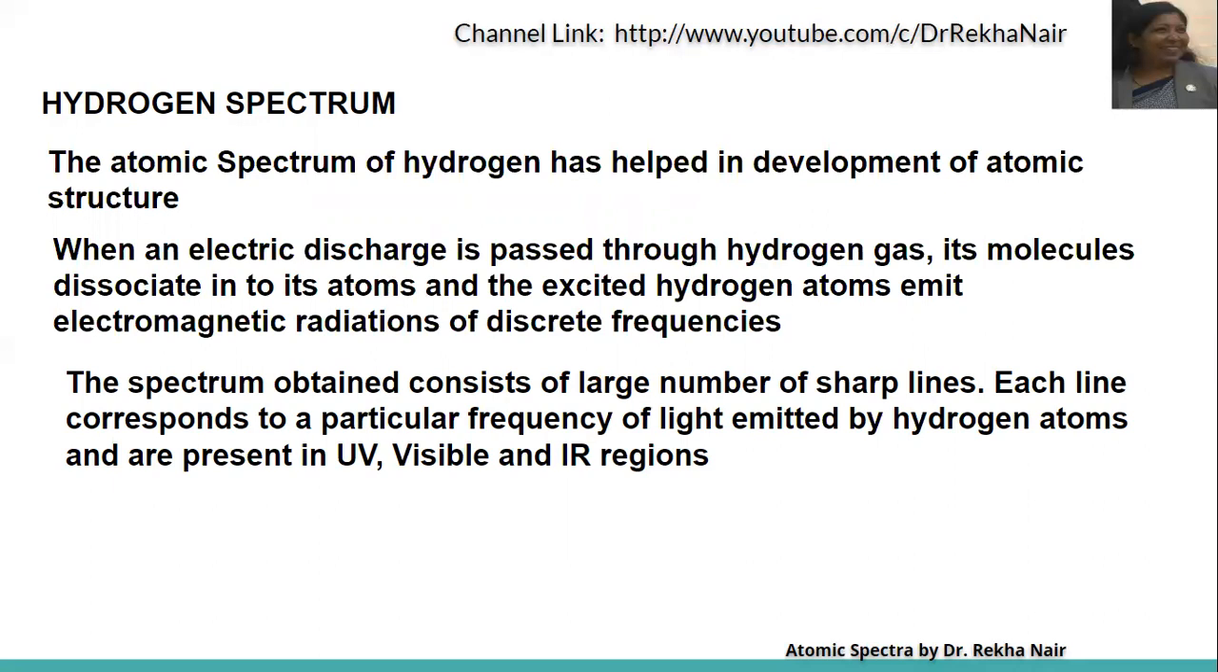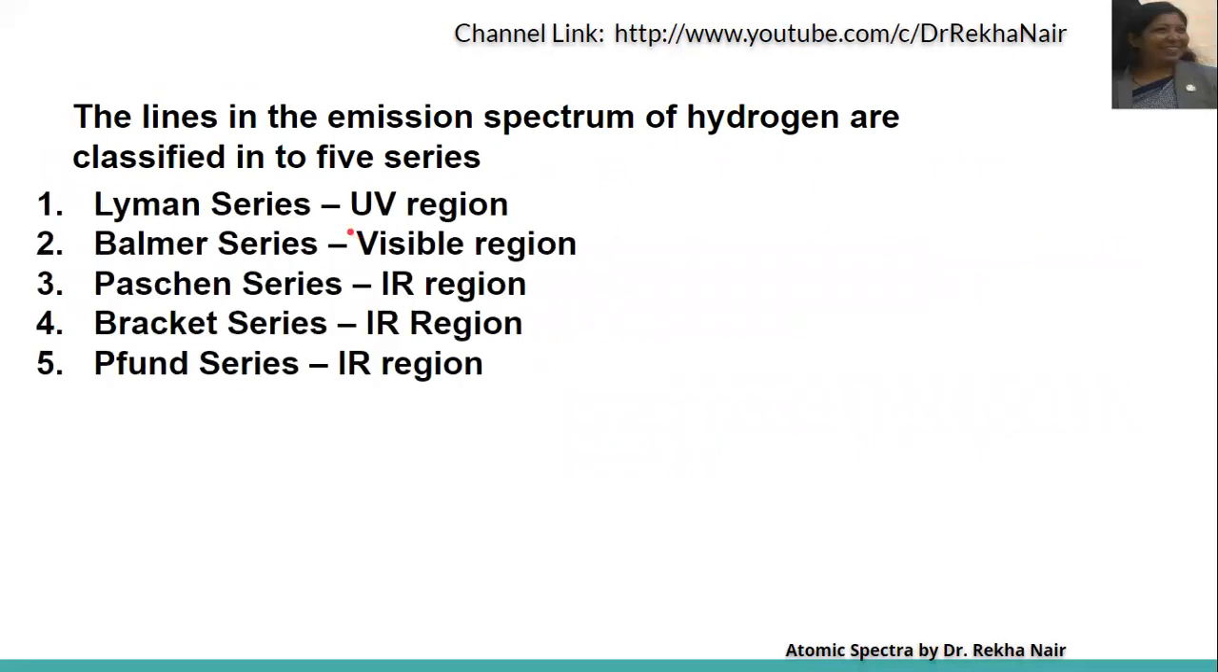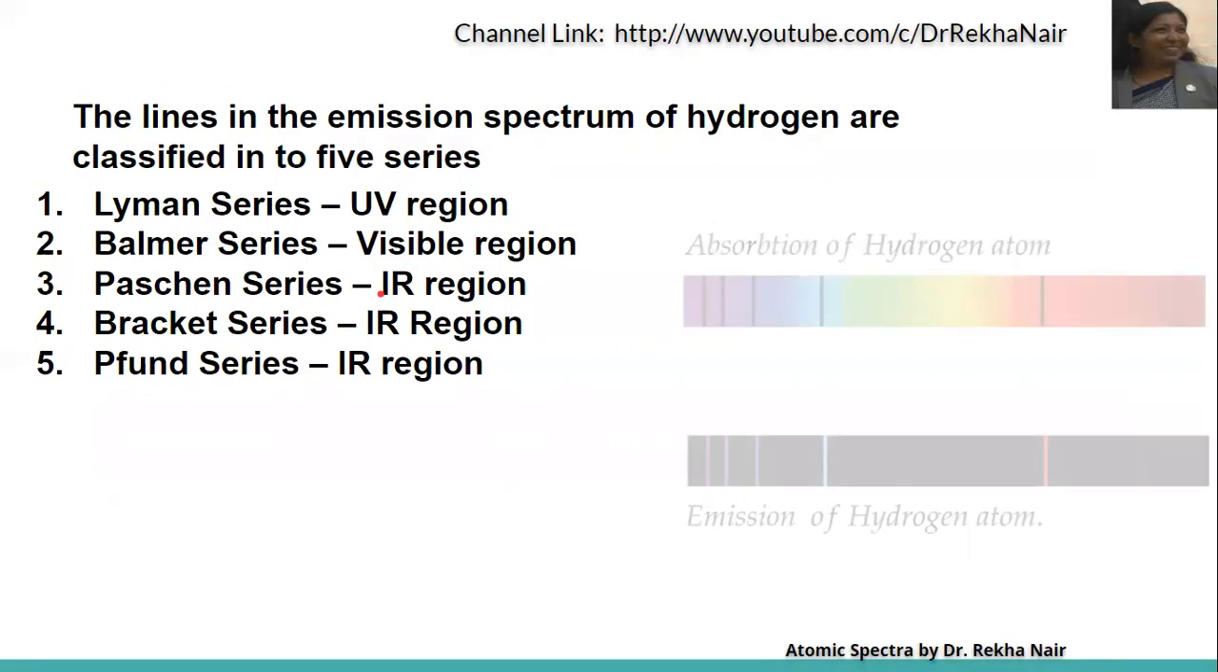Each line corresponds to a particular frequency of the light emitted by hydrogen atoms, and these are generally present in UV, visible, and IR regions. The lines in the emission spectrum of hydrogen are generally classified into 5 series. Here you can see the Lyman series, Balmer series, Paschen series, Brackett series, and Pfund series. The Lyman series we get in the ultraviolet region. The Balmer series is in the visible region. Paschen, Brackett, and Pfund series, all these three are in the IR region.